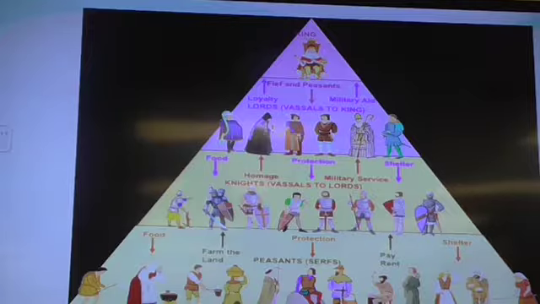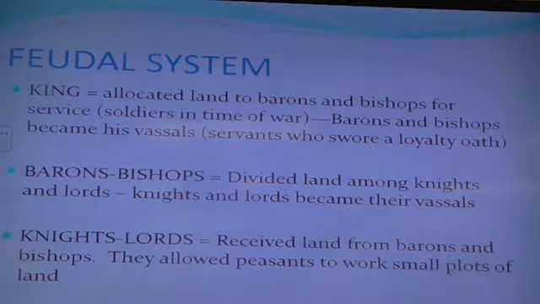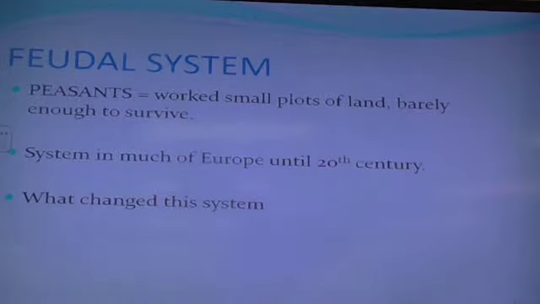Who's in the House of Lords? The people who were barons and lords. And they get these positions by what? By heredity. They're like barons and lords, and then there's the House of Commons. So that's the king, the barons, the knights and lords. Knights receive lands from barons. They allow peasants to work for them. Okay? Peasants, what do they do? They work small plots of land, barely enough to survive.